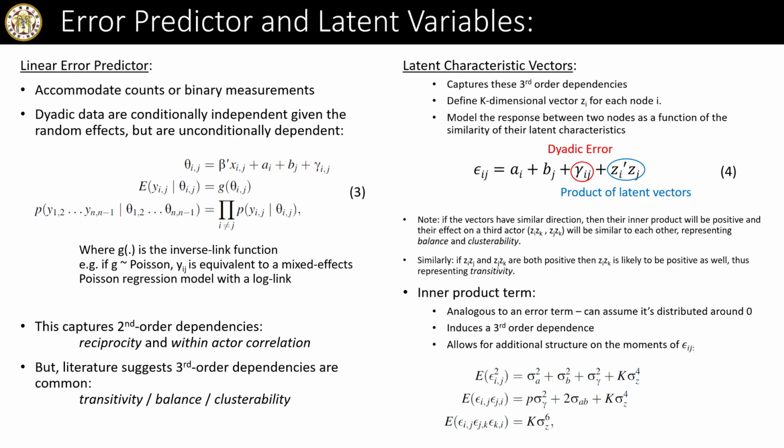Just to sum up on this inner product term, it's analogous to an error, and we can assume that it's distributed about 0. It induces, or rather captures, that third order dependence in these relationships. And then it allows for additional structure on the moments of epsilon, which are listed below.